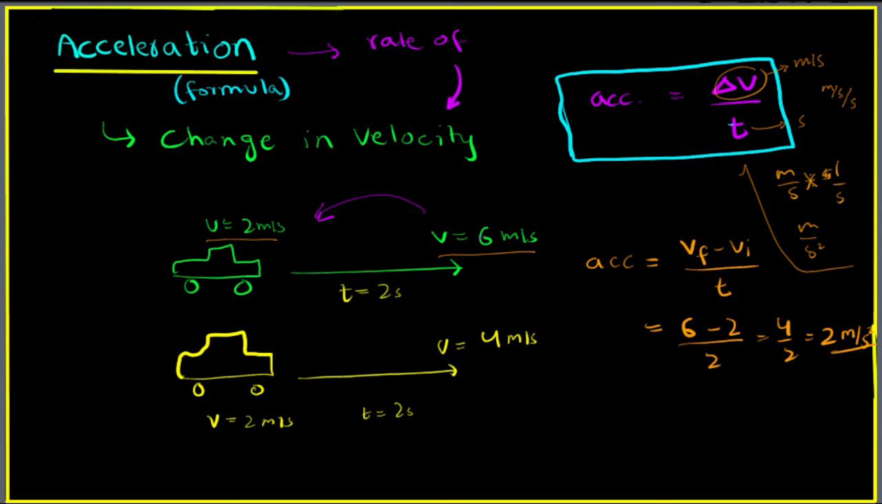Let's calculate the acceleration of this yellow car. In this case, acceleration is going to be equal to Vf minus Vi. Final velocity is 4 meters per second, initial velocity is 2 meters per second, and the time it took to reach that velocity is 2 seconds. So it is going to be 2 by 2, which is equal to 1 meter per second square. So we can see that the green car accelerated twice as much as the yellow car.